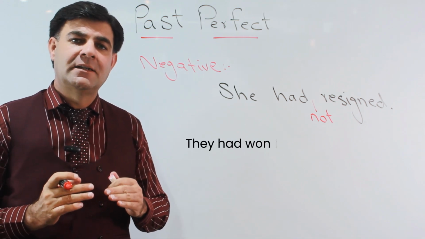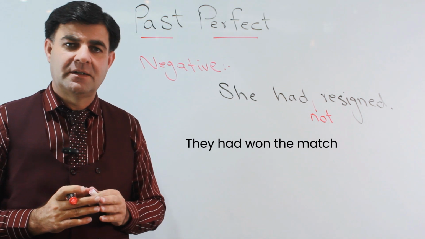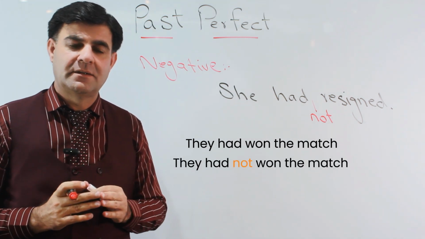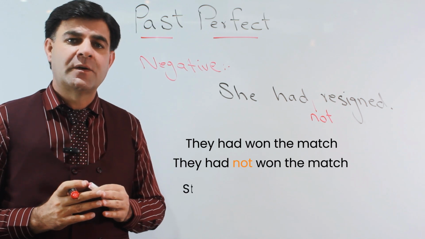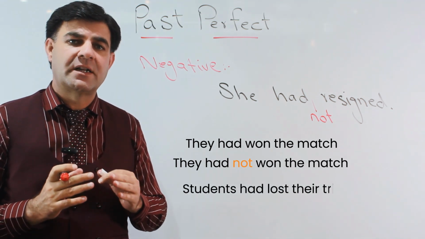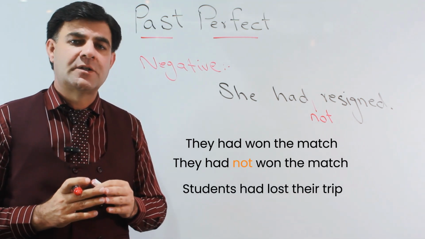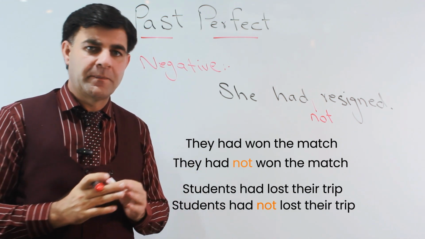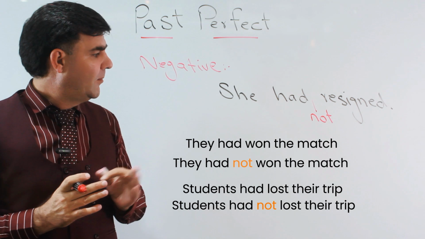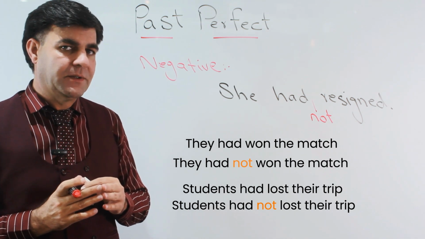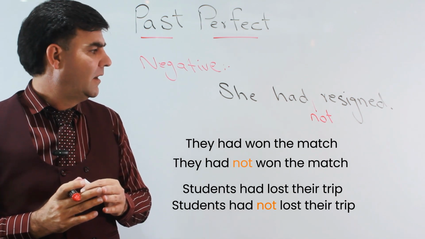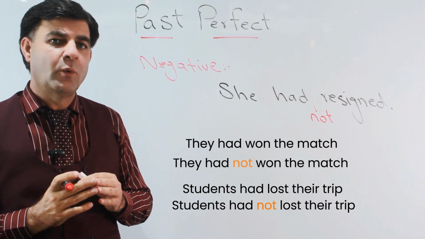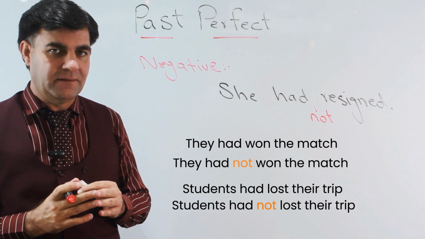They had won the match. They had not won the match. Students had lost their trip. Students had not lost their trip. Same formula, just put not after the auxiliary verb had. The sentence will be automatically negative.